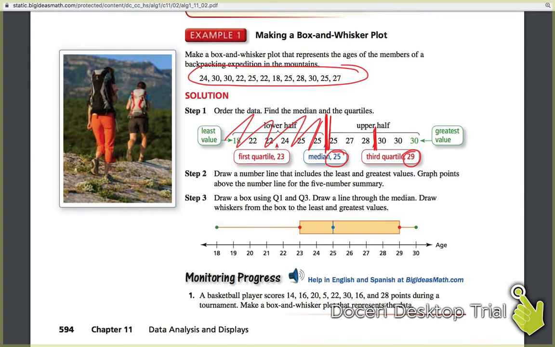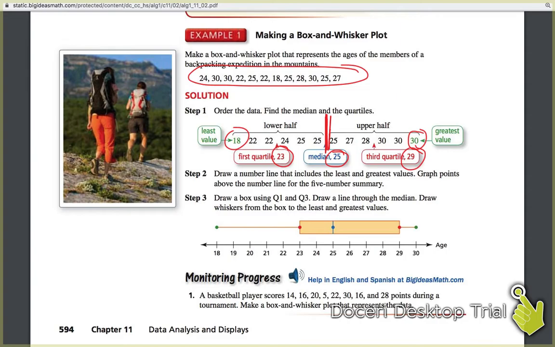So when we look at it, we've got our least value, which is 18. We've got our first quartile, we've got our median, we've got our third quartile, and we've got our greatest value, which is 30. That's the 5-number summary. Those 5 numbers are what are considered the 5-number summary.